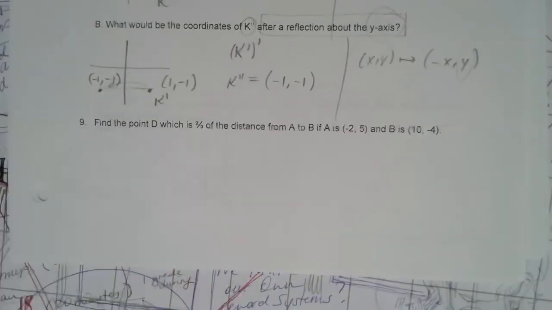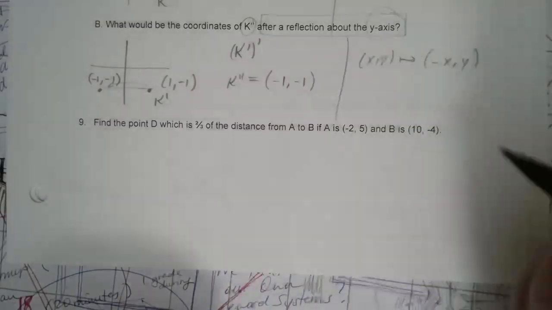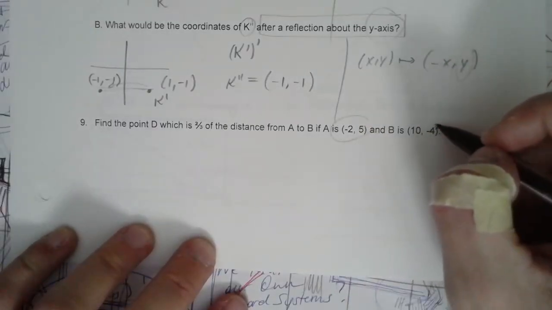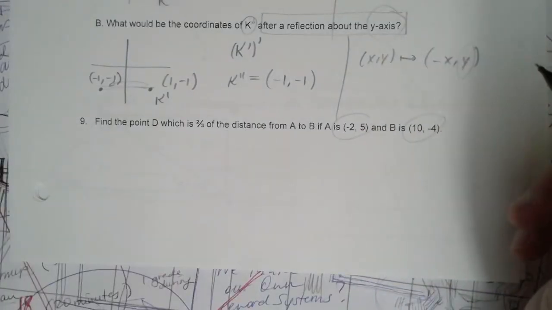Whoa, not turn the page. We're almost done. Number 9. Find the point D, which is 2/3 of the distance from A to B. If A is negative 2, 5, and B is 10, negative 4. So to find the point D, that's 2/3 from here to here.